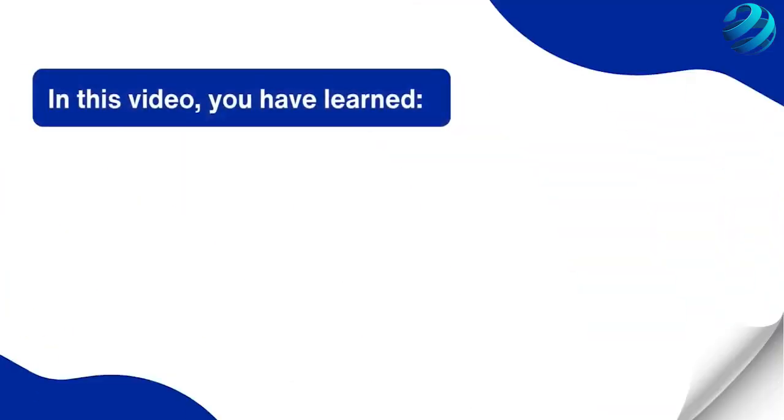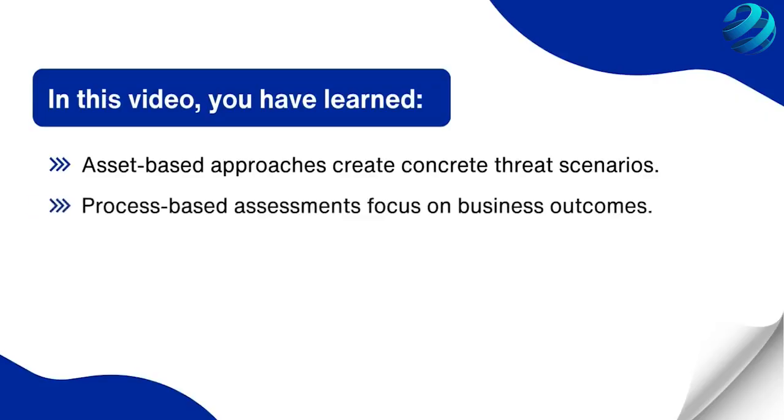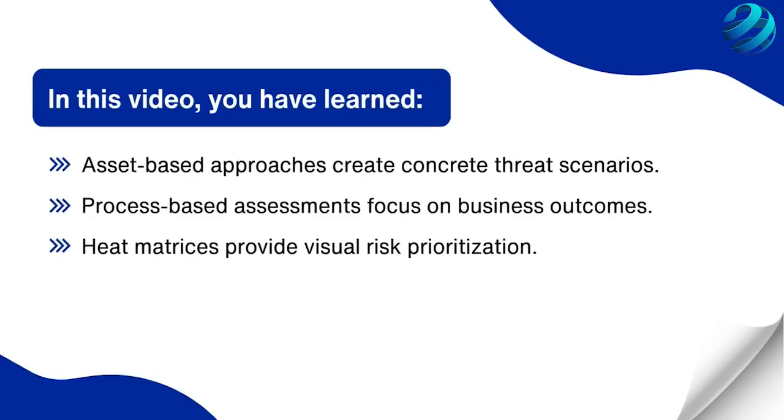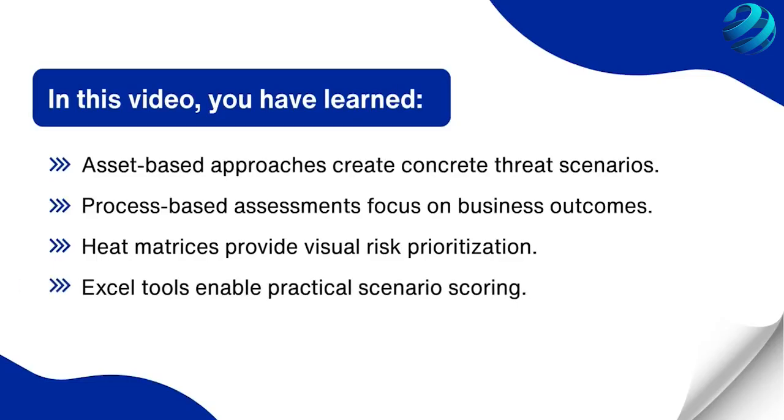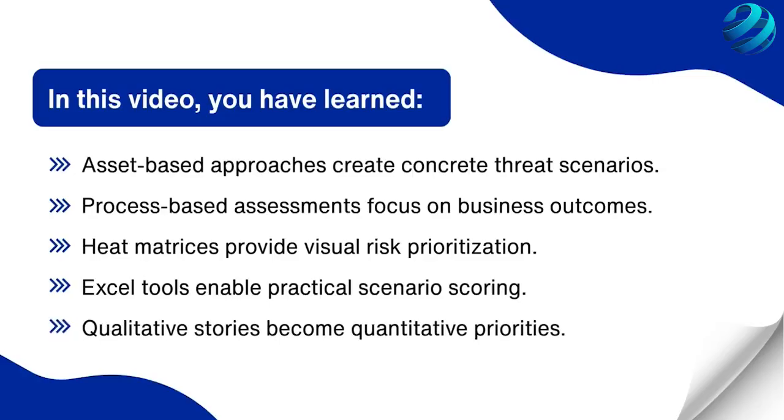Let's do a quick recap of the key learnings from this video. Here's what we've learned. Asset-based approaches create concrete threat scenarios. Process-based assessments focus on business outcomes. Heat matrices provide visual risk prioritization. Excel tools enable practical scenario scoring. Qualitative stories become quantitative priorities.